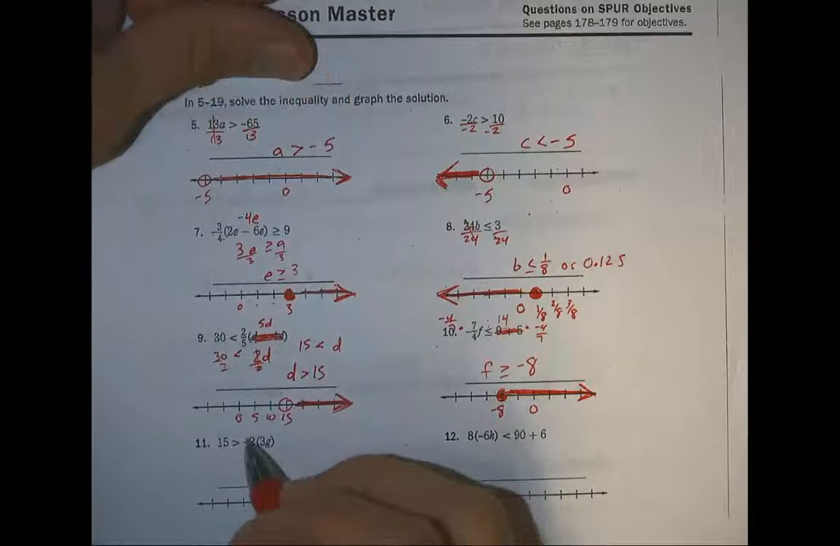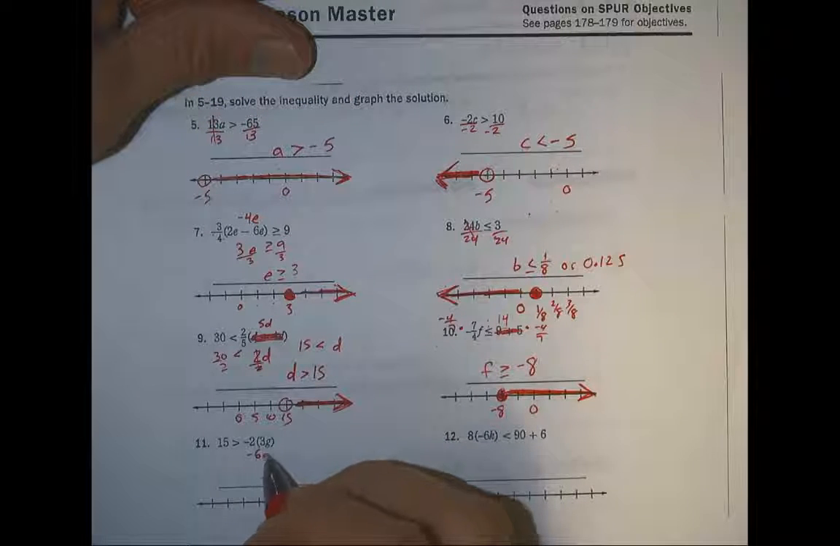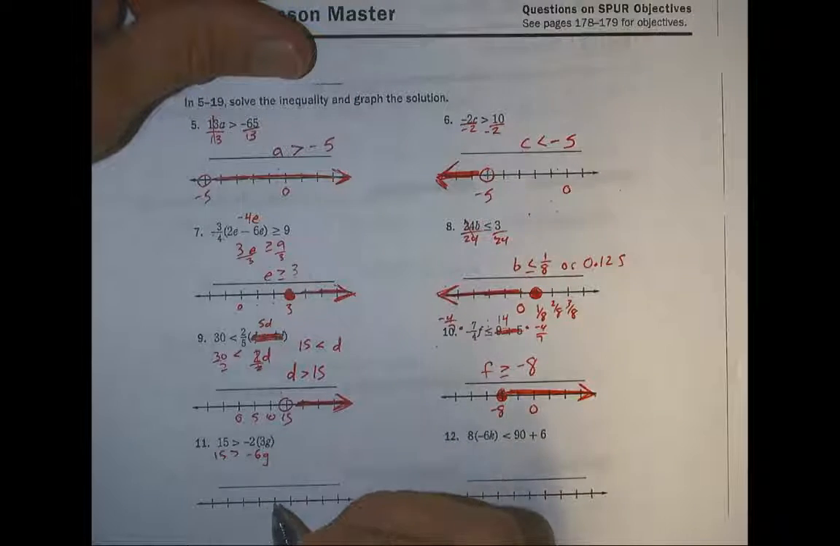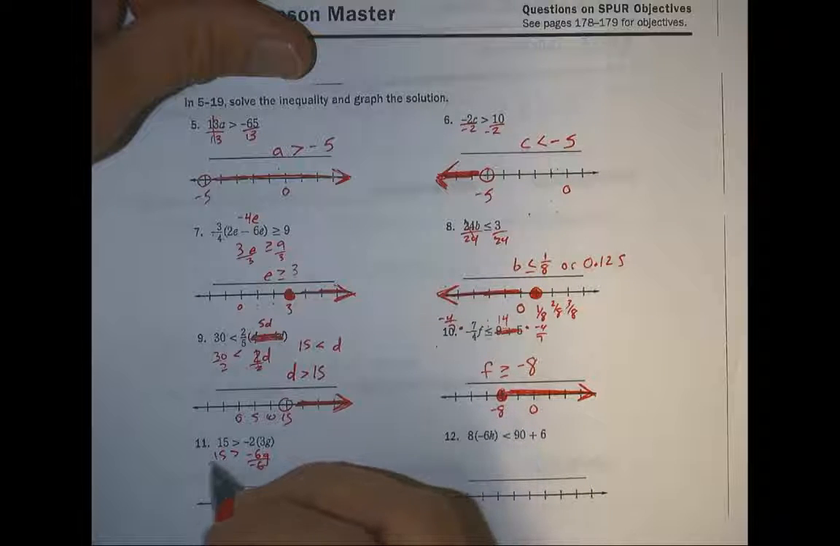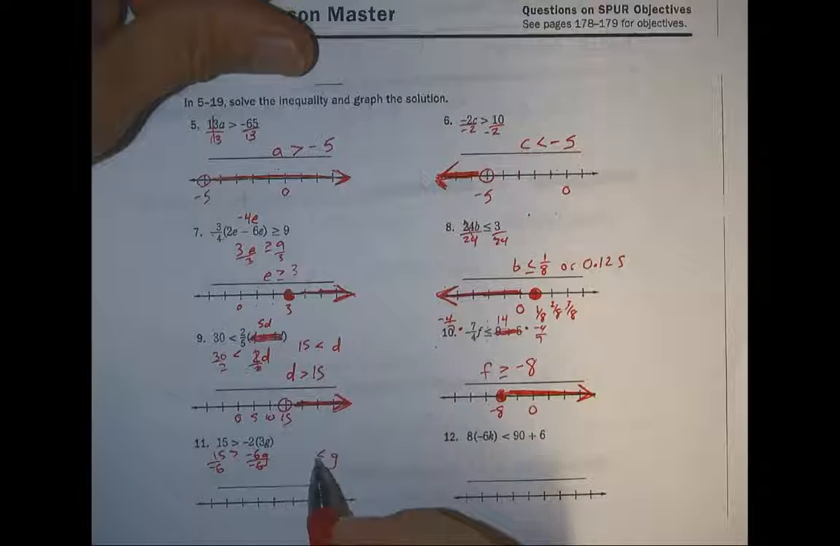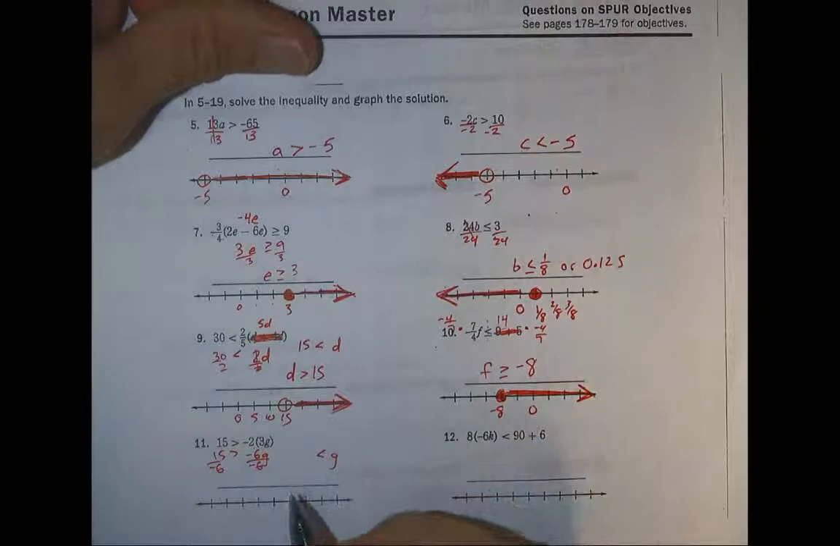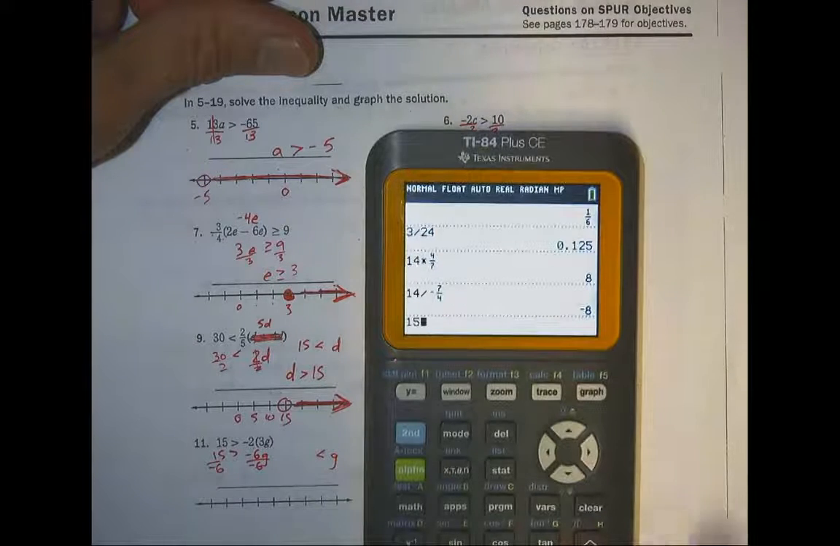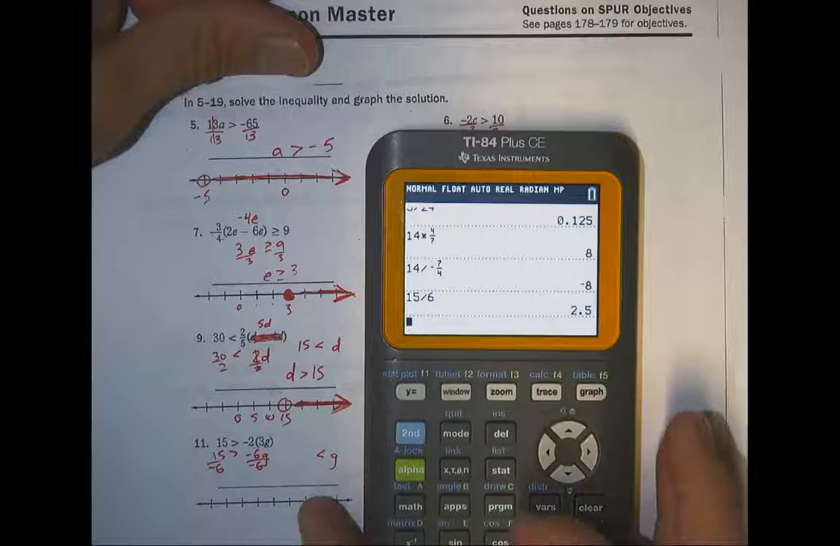Okay, 11. Simplify this side first, just multiply. This is negative 6g. Bring that down. Divide by negative 6. I just said divide by a negative, which means I need to flip. So I'm going to leave g on this side, but I'm going to flip it. It was closed towards the g, now it's open. 15 over 6. Let's see what that turns out to be. 2.5. Okay, that's a good decimal.